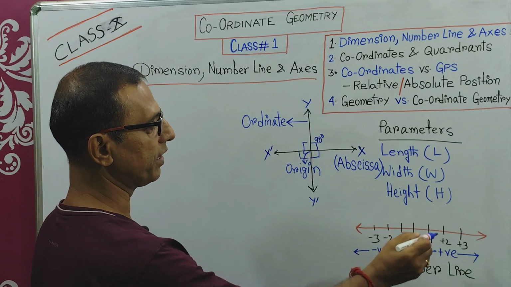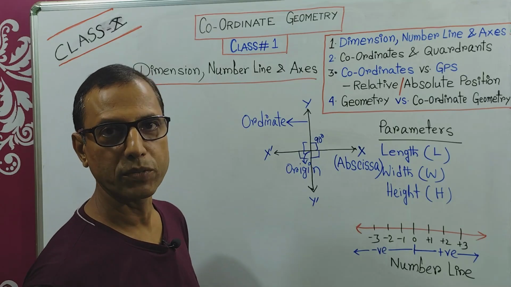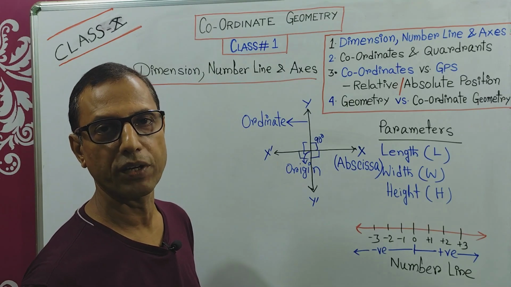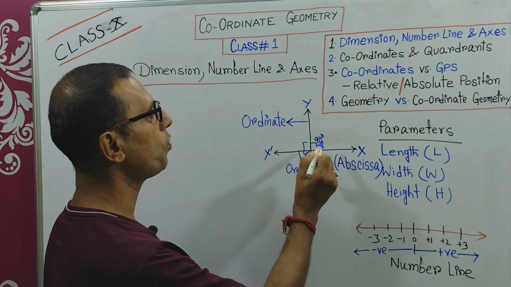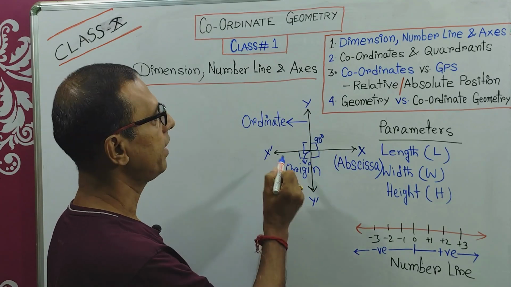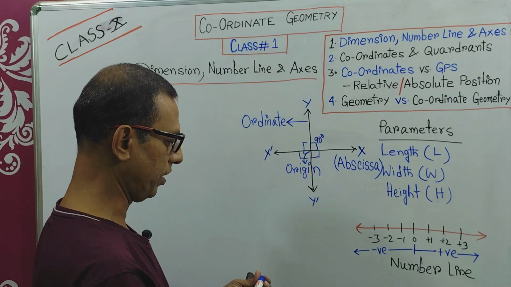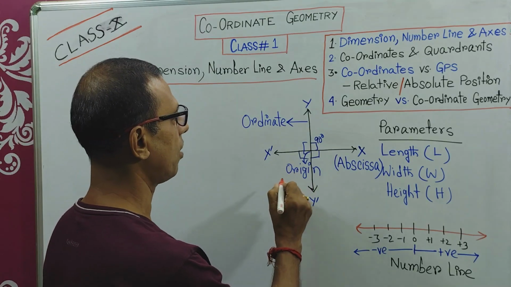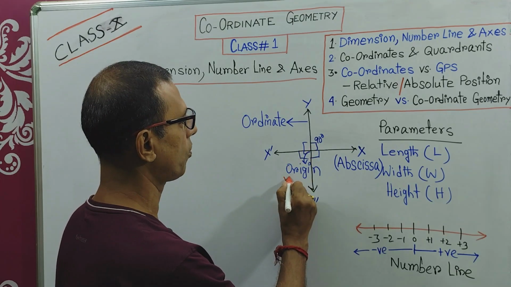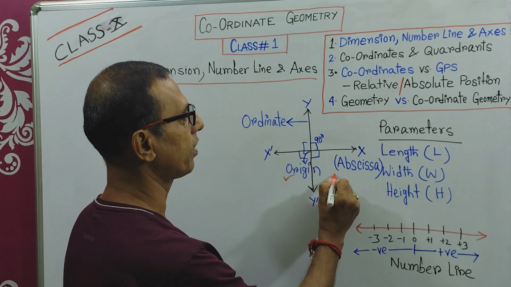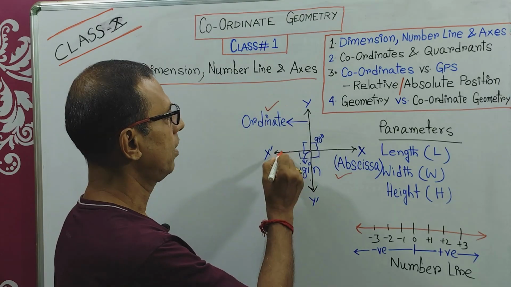I'll come to the point where you need a number line and where you need an axis, and how many axes you need for what kind of object or geometric figure or shape. That is based on the dimension. When two number lines intersect each other perpendicularly, the intersection point is called origin. Just remember these three things now. The horizontal one is called abscissa, and the vertical number line is called ordinate.